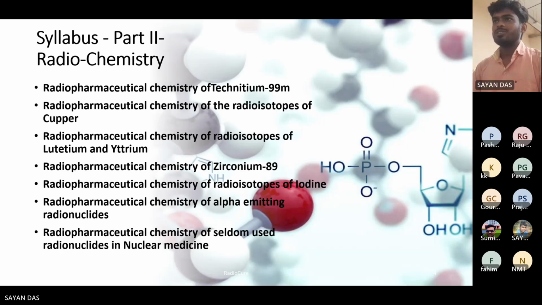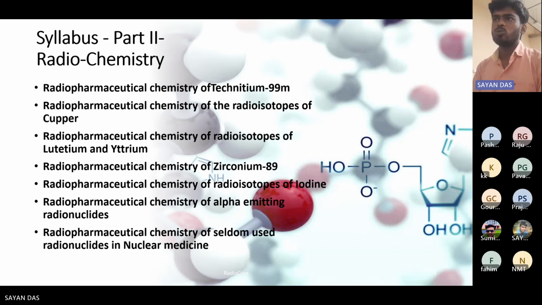And it's not finished here because there is technetium-99m. Like fluorine-18 is the workhorse of PET-CT, technetium-99m is the workhorse of, we all know, SPECT, single photon emission computed tomography. So technetium-99m also may not be covered in one single class, or maybe it can be covered. We'll see what we can do.